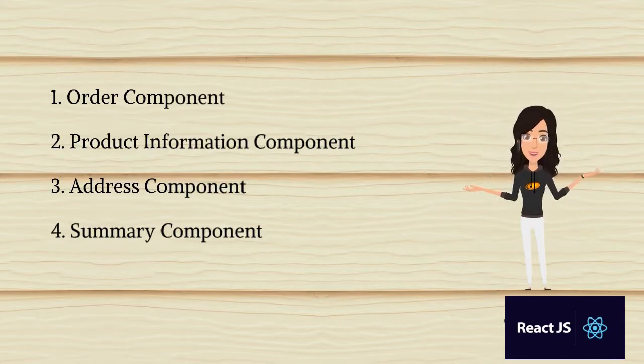So if you create these kinds of four components, both the product info component and the summary component are sharing the state through the parent component. This is what we call lifting state up. So just see this in detail in this video. Let's see further.